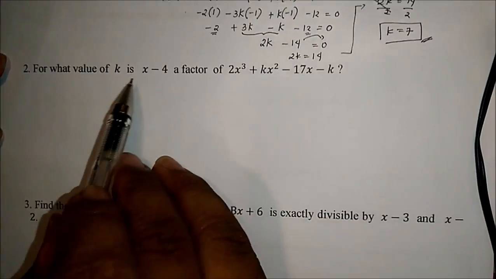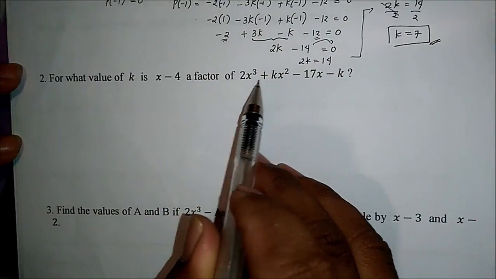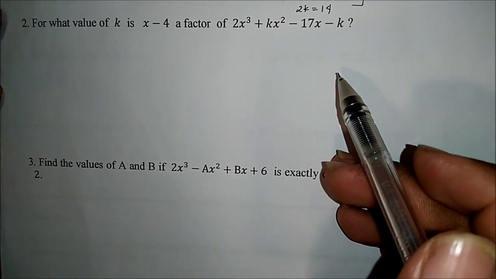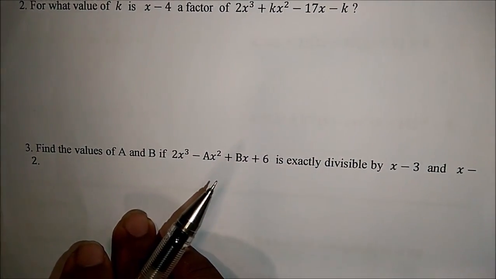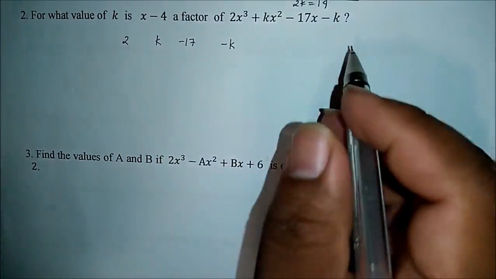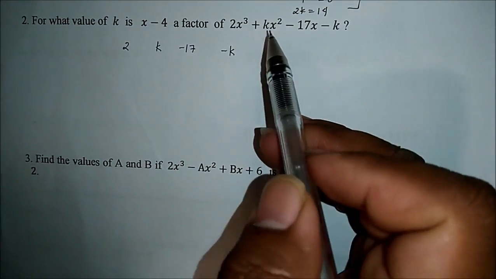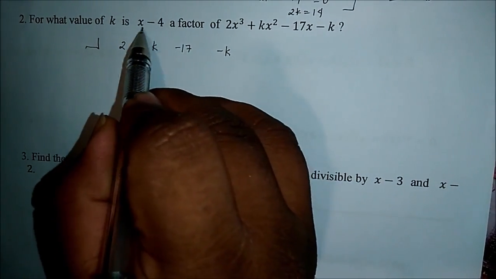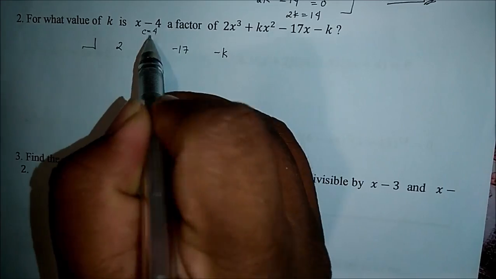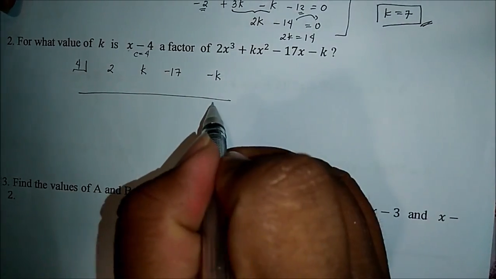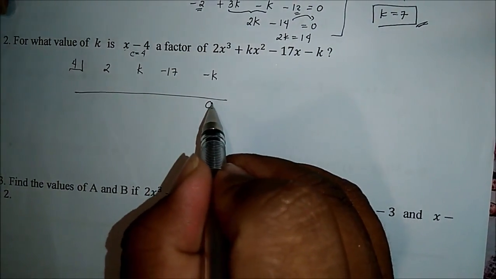For what value of k is x minus 4 a factor of 2x cubed plus kx squared minus 17x minus k? Now, in this particular problem, I'm going to use synthetic division so that you will have another option. So, using synthetic division, let us list down the coefficients. So, we have 2, k, negative 17, negative k. Remember, if there is a missing term, lalagyan ng 0. Since walang missing term, ito lang yon. Then, our factor is x minus 4. So, the synthetic divisor is positive 4. So, ilalagay natin dito ng 4. Since x minus 4 is a factor, that means there is no remainder. The remainder is 0. So, maglagay na tayo ng 0 dito sa remainder.